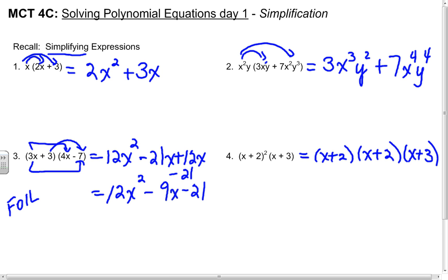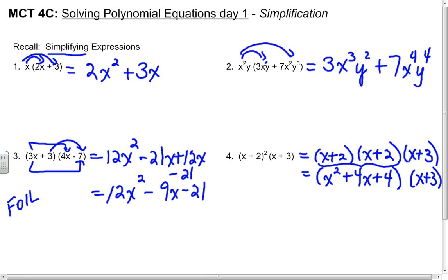If we were to expand this or simplify it, we would do FOIL on the first two, and then in a minute multiply by x plus 3. So if I do FOIL, I will get x squared. I'm going to put my outside inside together to get 4x plus 4 times x plus 3.